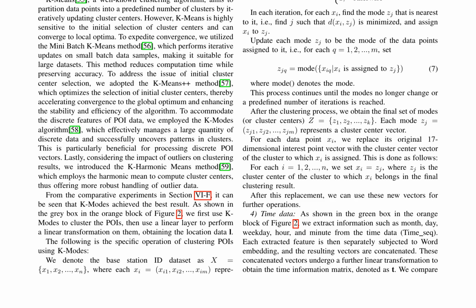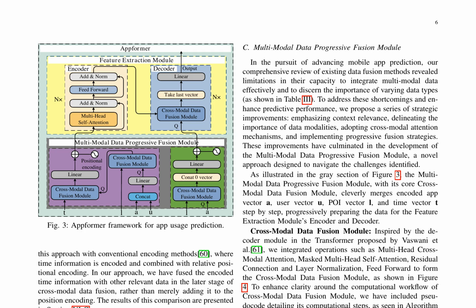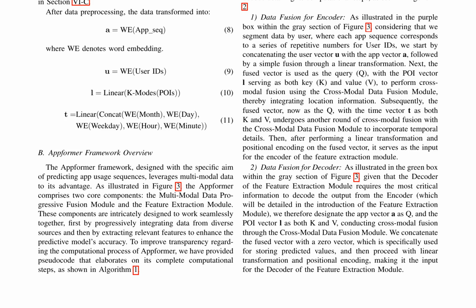The cross-modal data fusion module, inspired by the decoder module in the transformer, integrates operations such as multi-head cross-modal attention, masked multi-head self-attention, residual connection, and layer normalization, feed-forward. The feature extraction module is responsible for extracting relevant features from the fused data to enhance the predictive model's accuracy. It comprises an encoder and a decoder, which work together to process the input data and generate predictions.